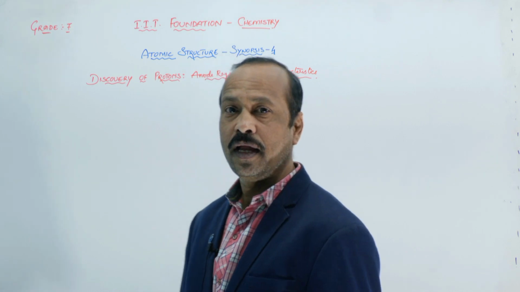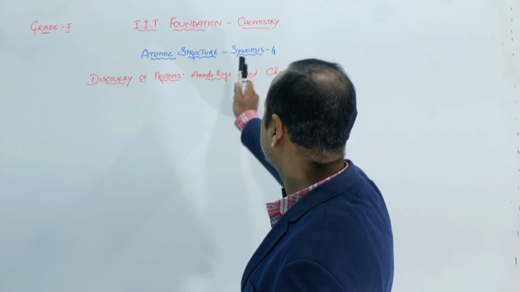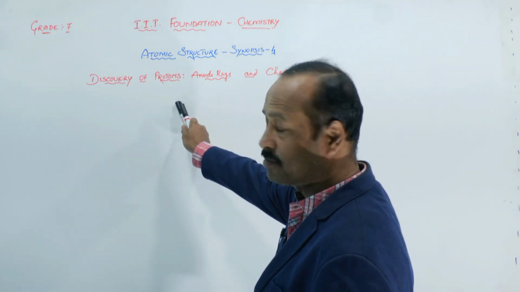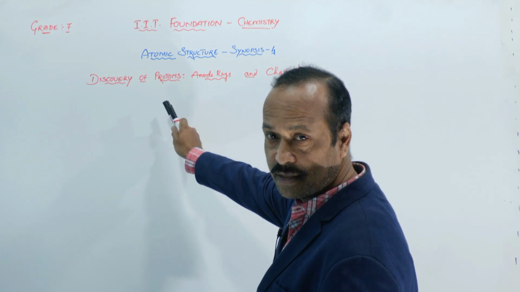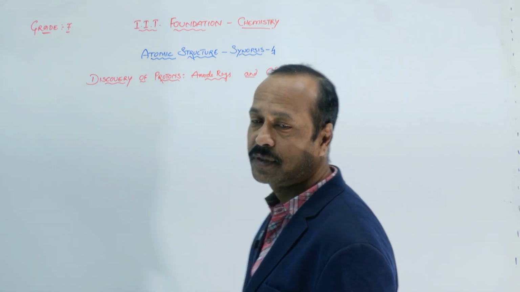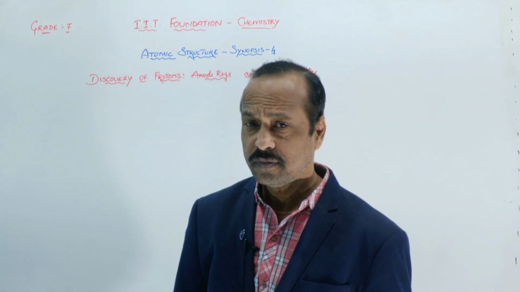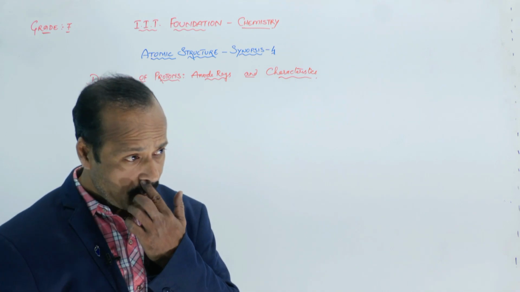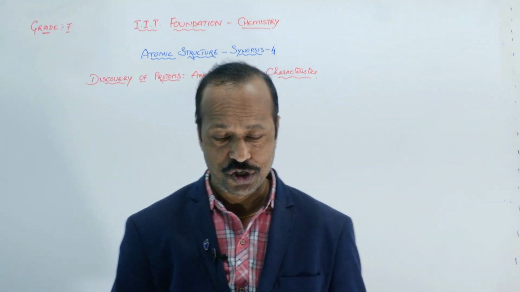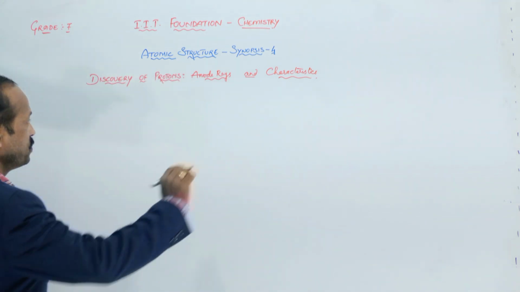Now, today we are going to discuss synopsis 4, that is the discovery of protons. Electrons we discussed in the last class. Now, protons, they are also called anode rays, and their characteristics. So, see students, last class we discussed the discharge tube. Do you remember the discharge tube? So, what is a discharge tube?